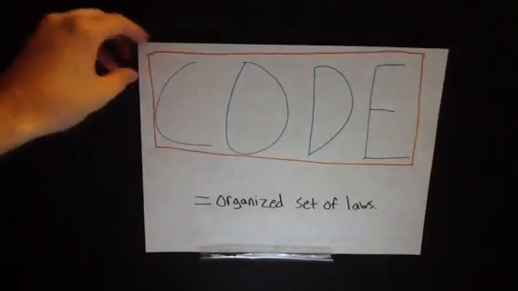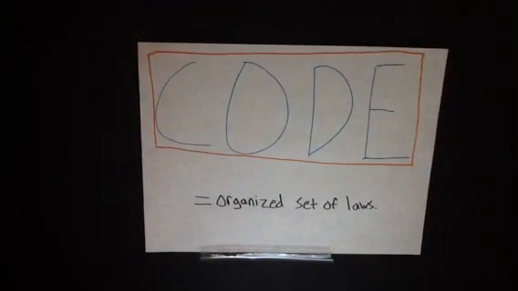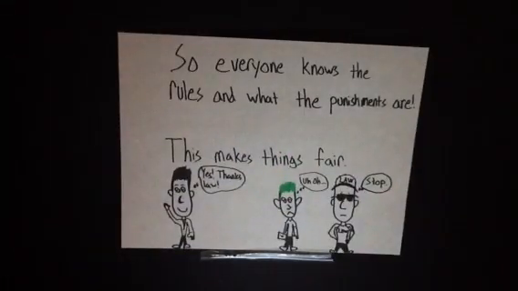So let's look at one of the specific words in Hammurabi's Code, and that is code. And all that means is, a code is just an organized set of laws. Now, the reason we have codes or laws is so that everybody knows what's expected of them, they know what the rules are, and they know what the punishments are for their crimes.